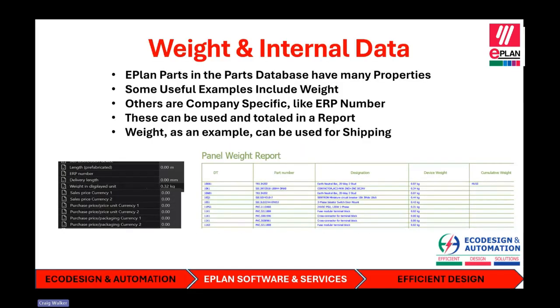So the first section I'm going to look at is some of the metadata of parts. What we have here is weights and internal data. So EPLAN parts in the parts database have many properties. Some useful examples include weight. Others are company specific, like you can actually hold your ERP number for your stock system in your parts data. And these can be totaled in a report, giving you a summary or cumulative weight. And weight is just an example that can be used, say, for shipping when you have to order the postage or courier of your panel once it's complete.